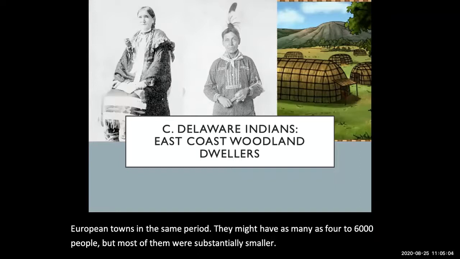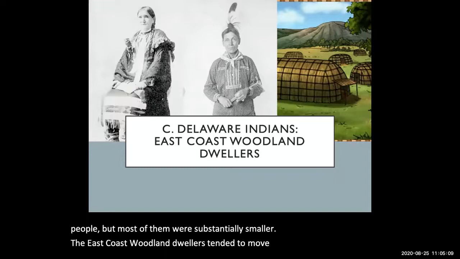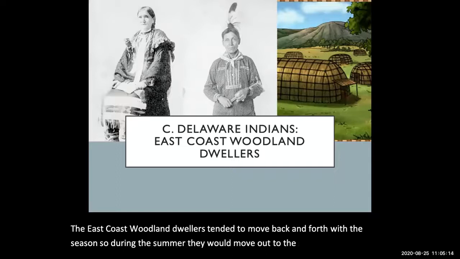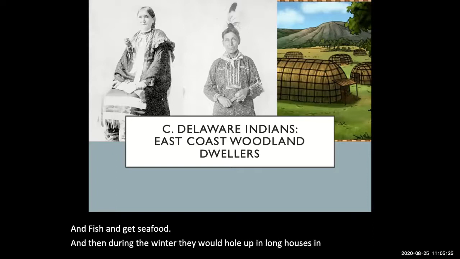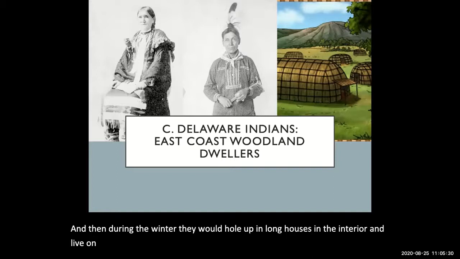The East Coast woodland dwellers tended to move back and forth with the season. So during the summer, they would move out to the seashore and fish and get seafood. And then during the winter, they would hole up in longhouses in the interior and live on the remains of what they had hunted during the seasons where hunting was possible.